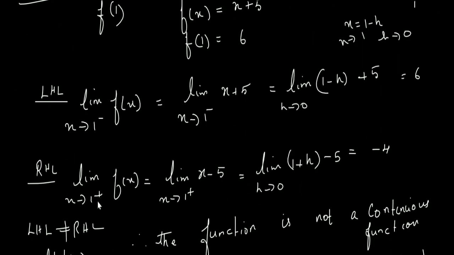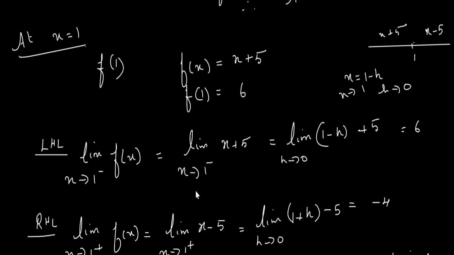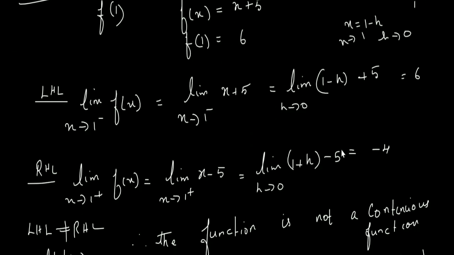The right hand limit is limit x tends to 1 plus of f of x. Right side it is given as x minus 5, so we write the right limit as limit x tends to 1 plus of x minus 5. That is limit h tends to 0, x is replaced by 1 plus h. When you put h is 0, it will become 1 minus 5, that is equal to minus 4.